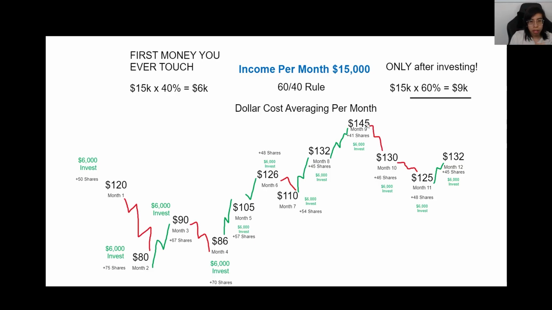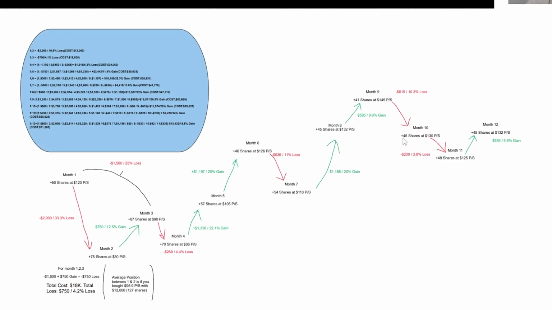So what's the effectiveness of doing all this? Well, you're going to see. If you look at this chart right here, this is a bit more detailed than what you saw before. I want you to ignore this temporarily; I'll explain it in depth after I've explained all this. But I want you to look at this, right? This is the same thing as month 1. You bought 50 shares at $120 at the share price.